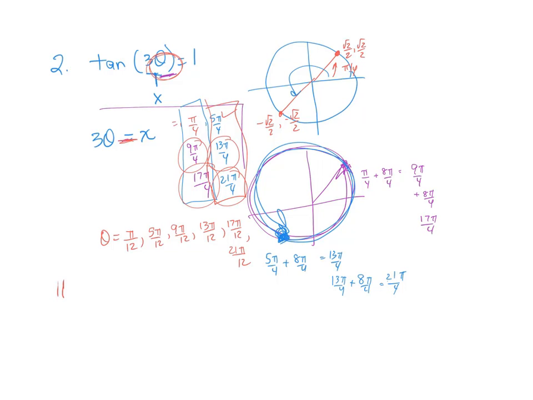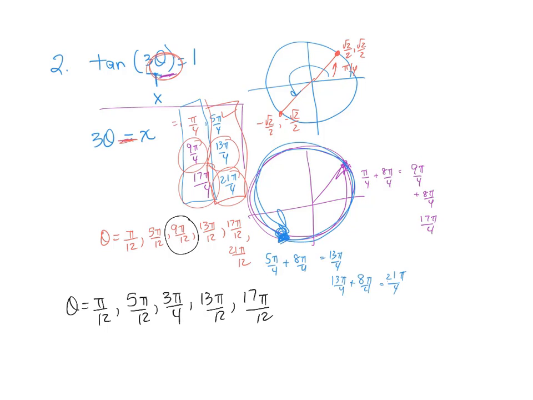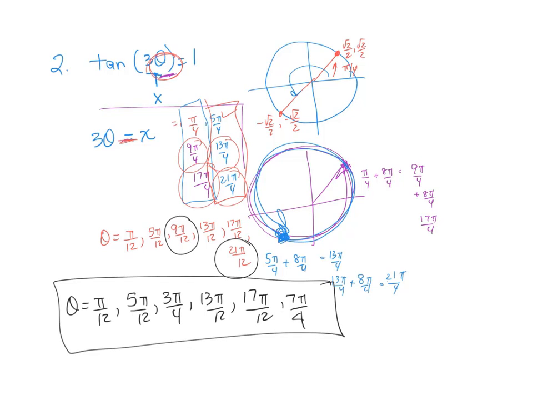And so my final solution then is theta is equal to pi over 12, 5 pi over 12, 9 pi over 12 simplifies to 3 pi over 4. I get 13 pi over 12, 17 pi over 12, and 21 pi over 12 simplifies to 7 pi over 4, sorry. I do want you to notice that every single one of these is less than 2 pi. So notice there are 6 different solutions.